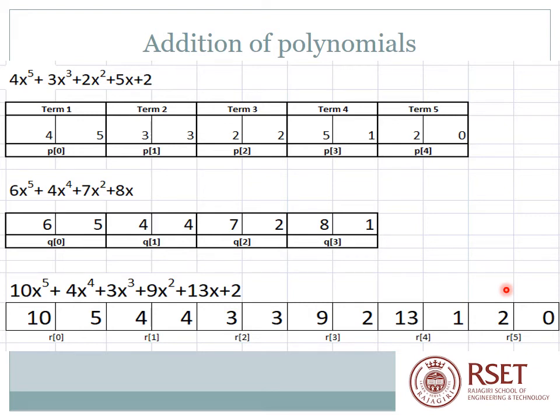Because there can be cases where the number of terms of both the polynomials are equal, or the number of terms of the first polynomial is lesser than the second, or the number of terms of the second polynomial is lesser than the first one. So you have to take care of all these cases. That is why you will be continuing the iteration of the loop until one of the polynomials gets exhausted.